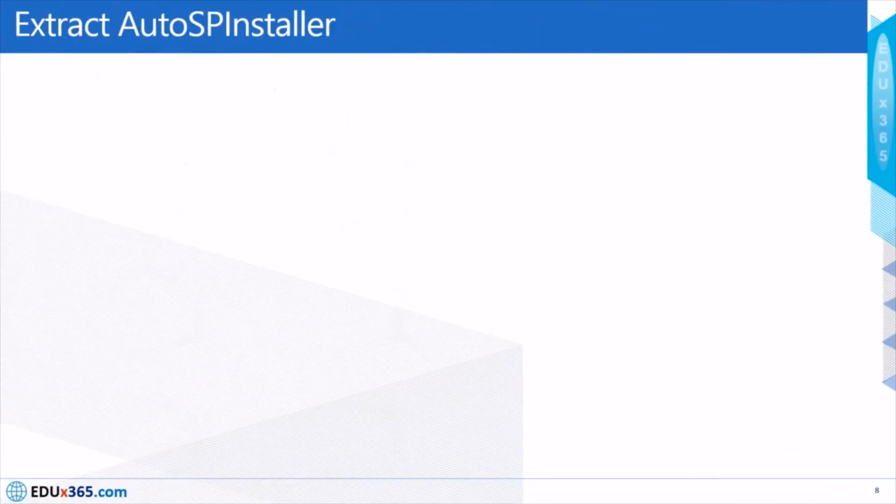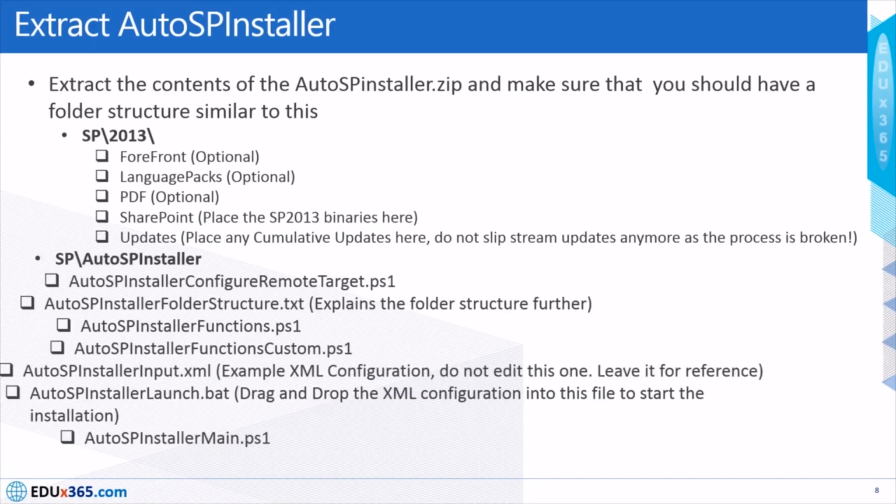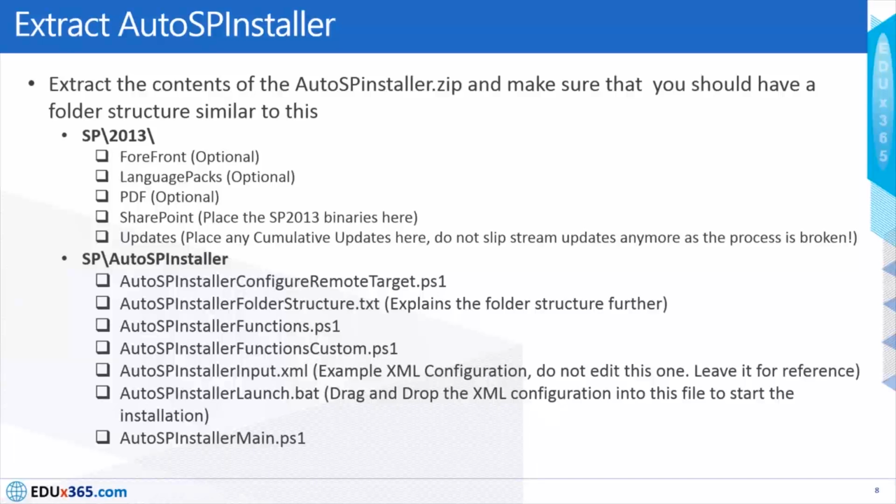As I mentioned, AutoSPInstaller is a downloadable zip file from the location given earlier. You can simply extract the zip content, and you will see two key folders within the main folder called SP. One would be around your locations, meaning the version. So it could be 2013, 2016, or 2019, depending upon the kind of farm topology you're building. And the one below is the actual tool itself, the script itself.